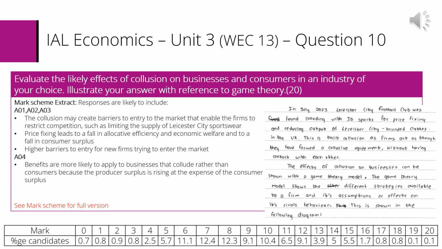The final question in these 5 worst performing questions on this unit was question 10. This question required candidates to evaluate the likely impact of collusion on businesses and consumers. Candidates were required to include a game theory diagram to support their answer.